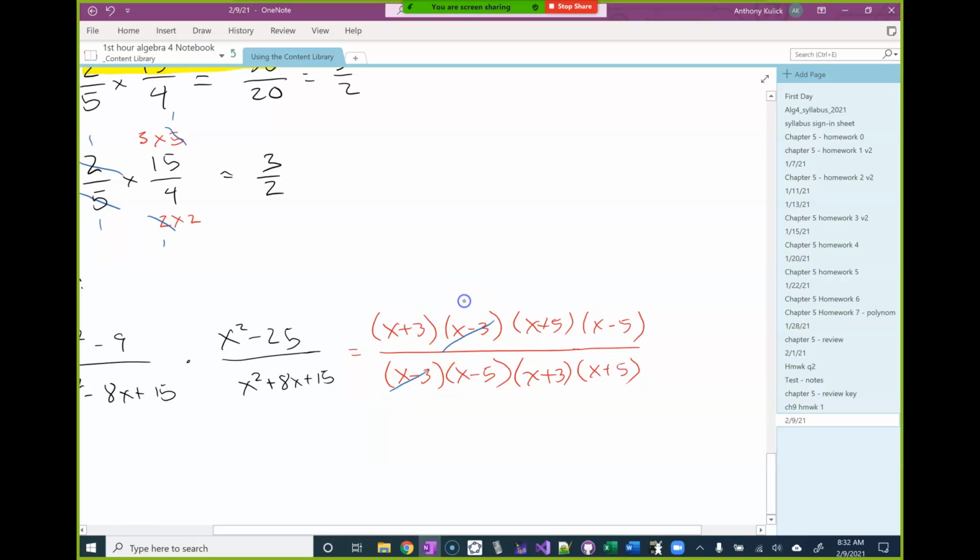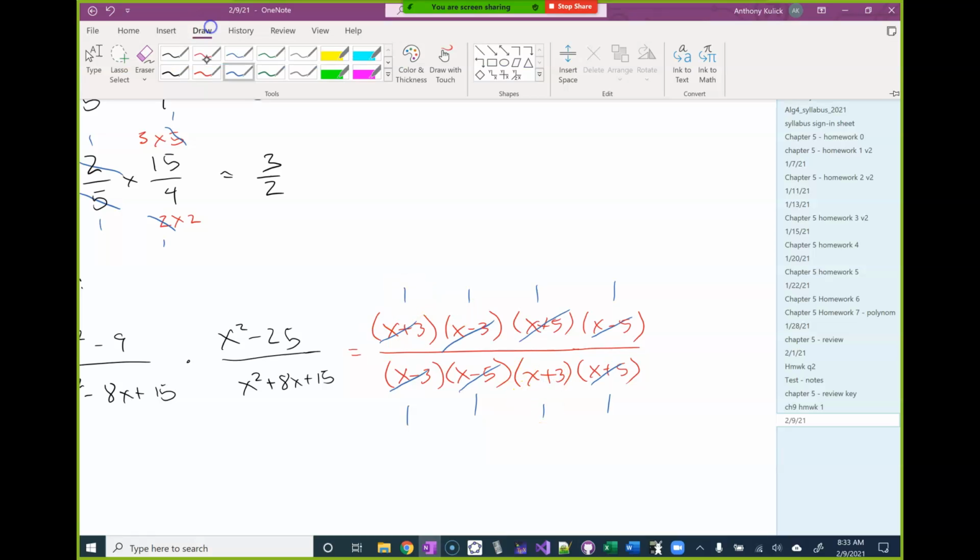Okay, x minus 3s can reduce. What else? Grace? X plus 5, you said? Yeah. Okay, yep. Anything else? X minus 5, okay. Anything else? X plus 3s. So what are we left with then?